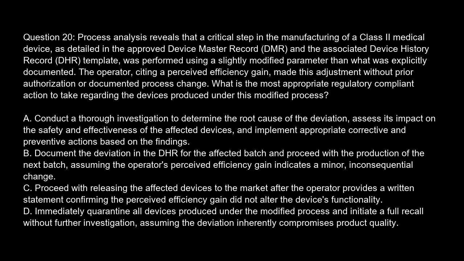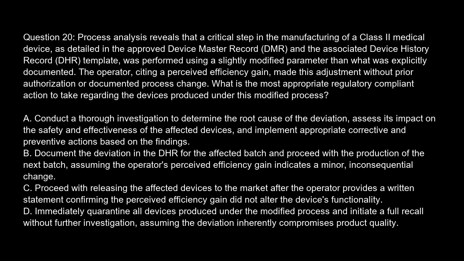Option A. Conduct a thorough investigation to determine the root cause of the deviation, assess its impact on the safety and effectiveness of the affected devices, and implement appropriate corrective and preventive actions based on the findings. Option B. Document the deviation in the DHR for the affected batch and proceed with the production of the next batch, assuming the operator's perceived efficiency gain indicates a minor, inconsequential change.